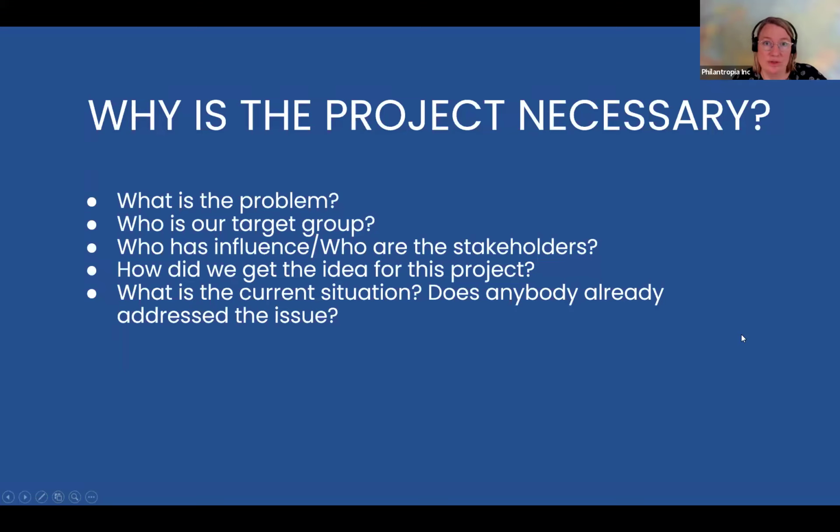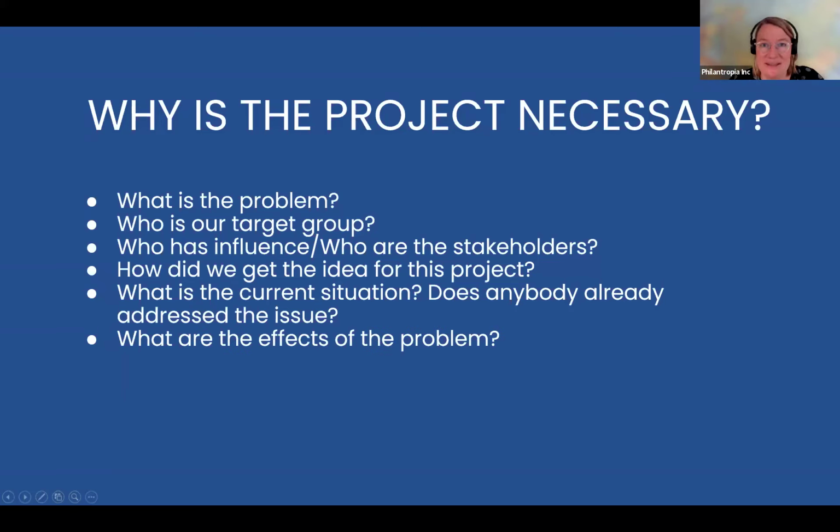This is something that you should also talk about in this section, because, first of all, it shows that you have a high degree of knowledge about the issue, if you also know others and other organizations that work with it and try to solve it. And it also shows that you see this whole thing in context and you're not looking at it only isolated from your point of view.